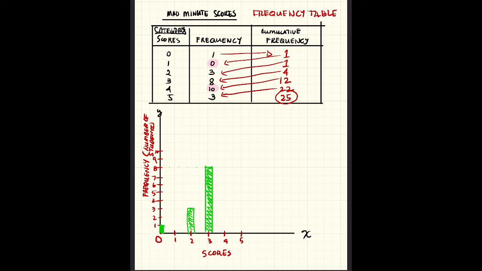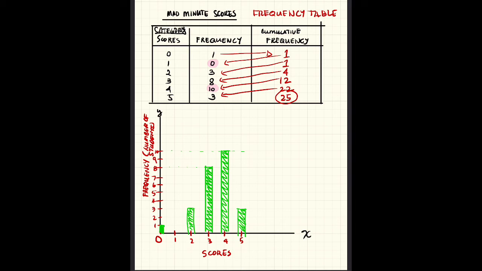Next, 10 people got 4 marks. So 10 is over here and 4 marks is here. So I just make another bar. And lastly, 3 people got 5 marks. So 3 is over here and got 5 marks. There you go. There is your bar chart.